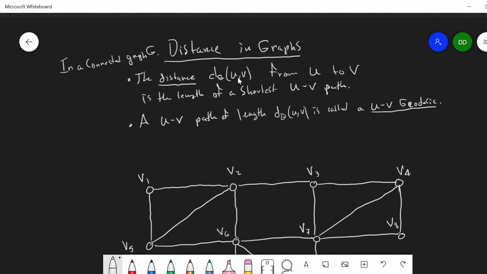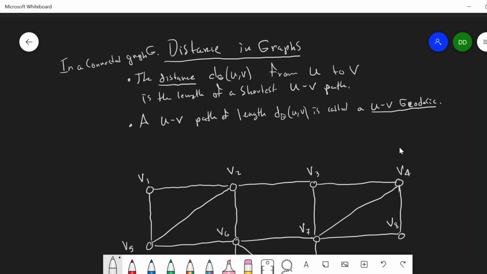So for distance in graphs, we're assuming we have a connected graph. That's our base assumption for distance, that the graph be connected. Remember, a graph is connected if between any two vertices there exists some path between them. Remember, a path is a walk that doesn't repeat any vertices. And indeed, there might be many different paths between the two vertices.